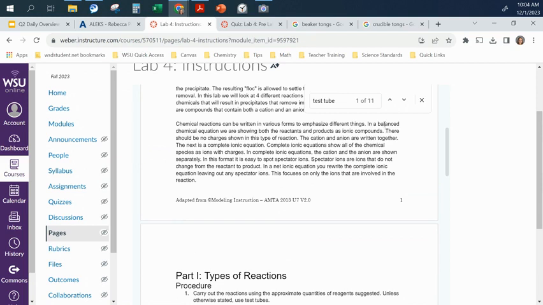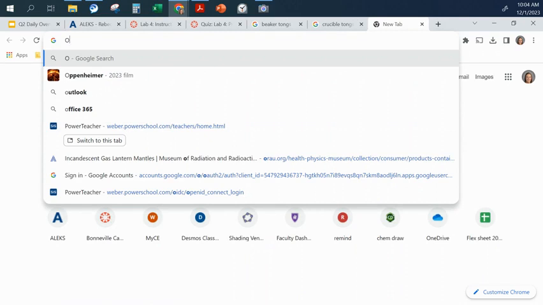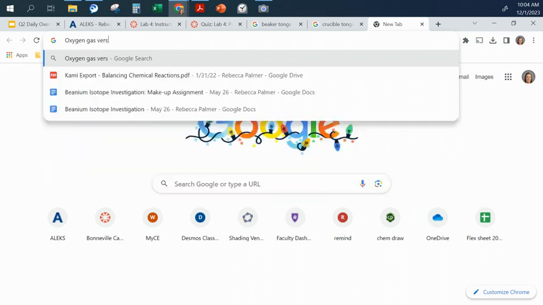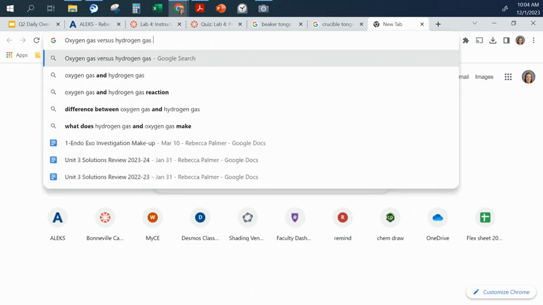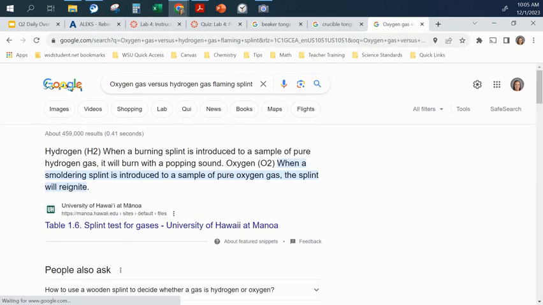I'm not sure if they're asking you to guess or to look it up. So hydrogen should react really quickly. It should make a pop. And oxygen doesn't do that. Let's just check. I think that's what they're looking for. When a burning splint is introduced to a sample of hydrogen, it will burn with a popping sound. So it should pop. Oxygen, when the splint is introduced, it should reignite.